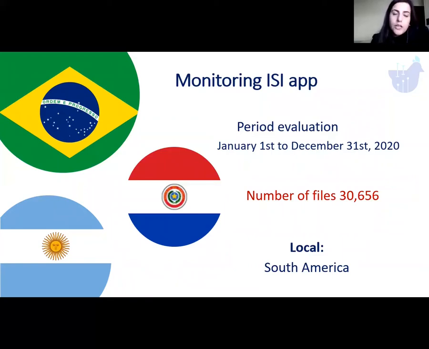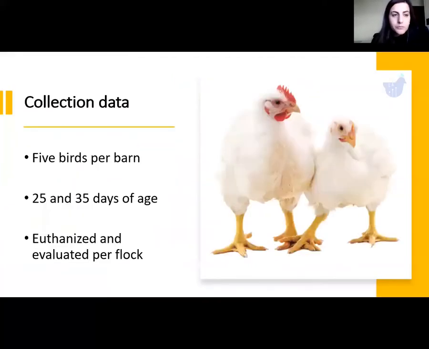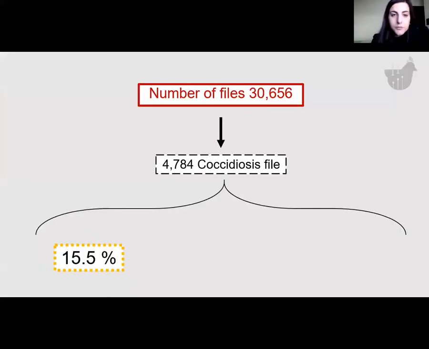The number of files that we received was 30,656 files of lesions in South America. For the data collected, 5 birds per barn were collected for this analysis. The birds were 25 to 35 days of age. All the birds were euthanized by cervical dislocation and evaluated by flock.